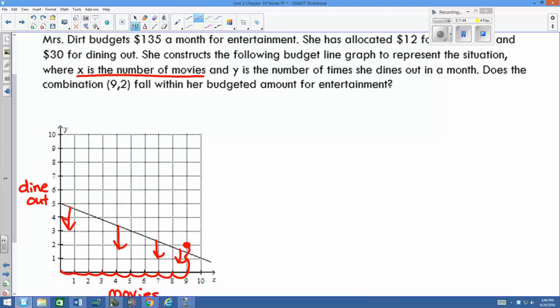So does the combination fall within her budgeted amount for entertainment? No. There you go.